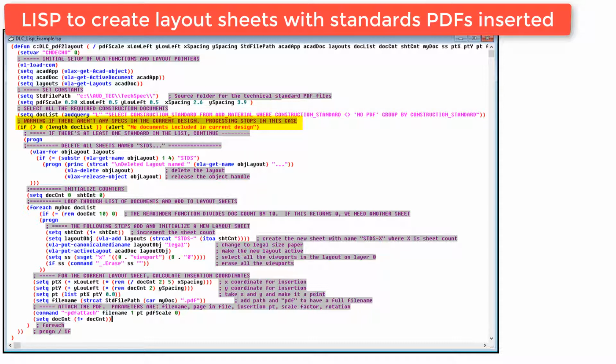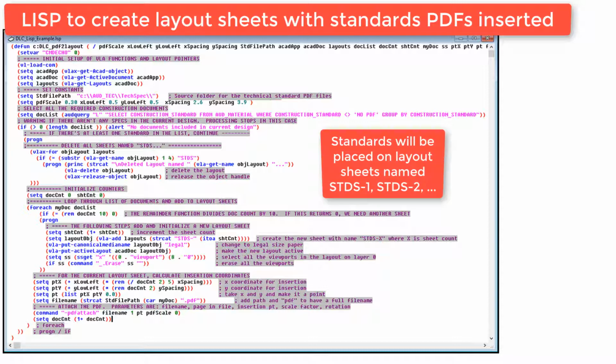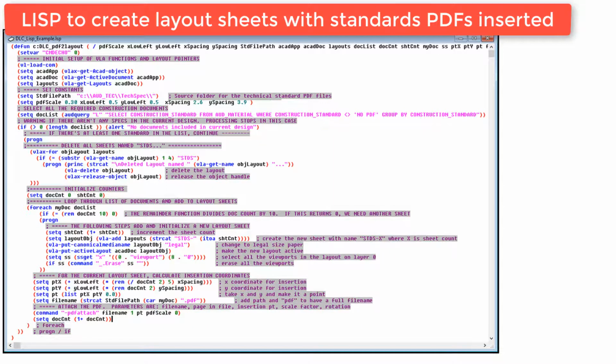And like the previous Lisp, I check to see if the length of the list returned is 0 and issue the same warning if there's no documents in the list. For the sake of this demo, I'm assuming that the technical standards are all placed on layout sheets named STDS followed by a number. So before the function begins, I'm going to delete all the existing sheets that start with STDS. These 6 lines include a VLAX version of the for each function to loop through all of the layouts found during the initial setup.